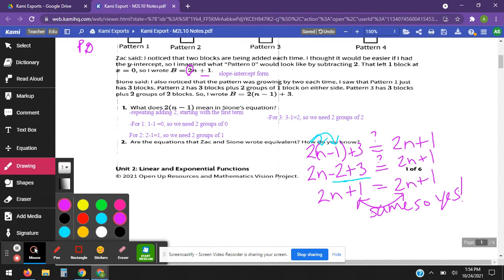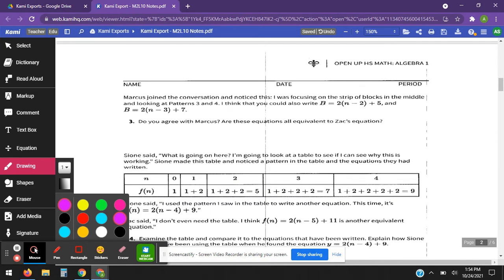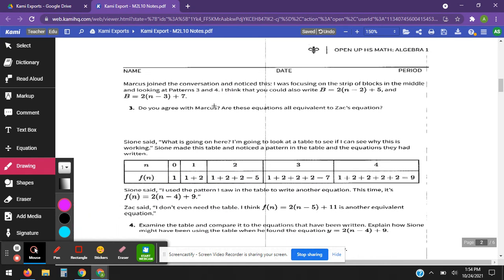Let's go to the next page. So Marcus joined the conversation and noticed this. I was focusing on the strip of blocks in the middle and looking at patterns 3 and 4. I think you could also write b equals 2 times n minus 2 plus 5, and b equals 2 times n minus 3 plus 7. Do you agree that these are equal to Zach's equations?